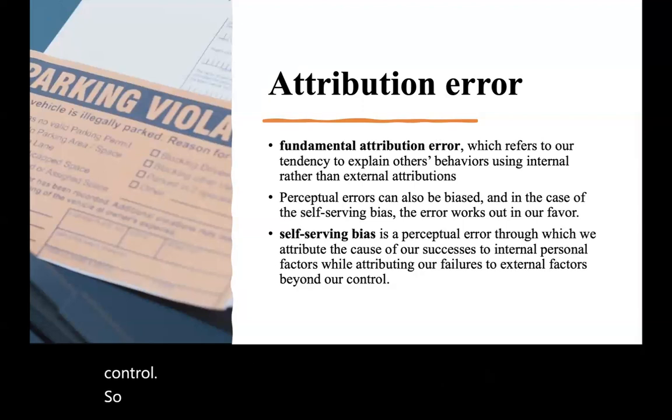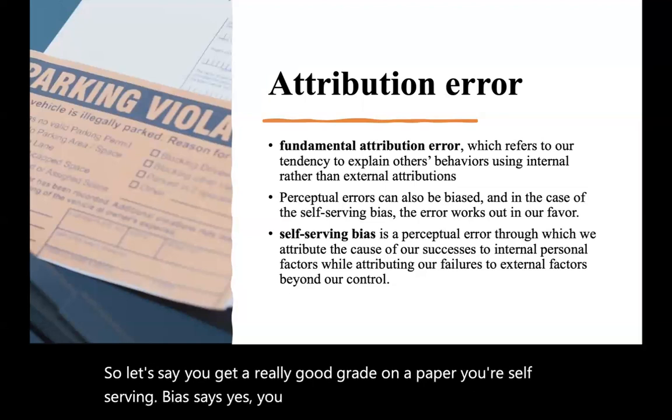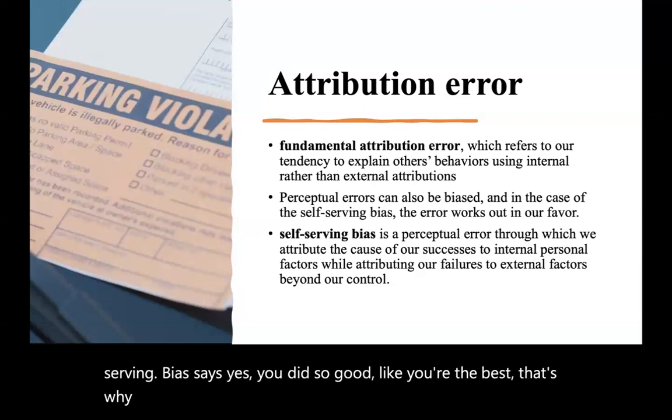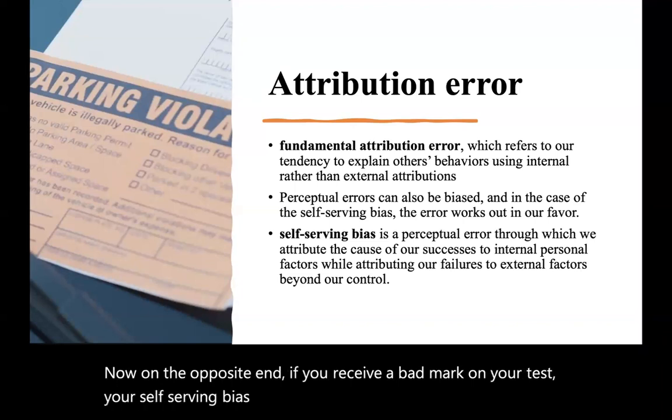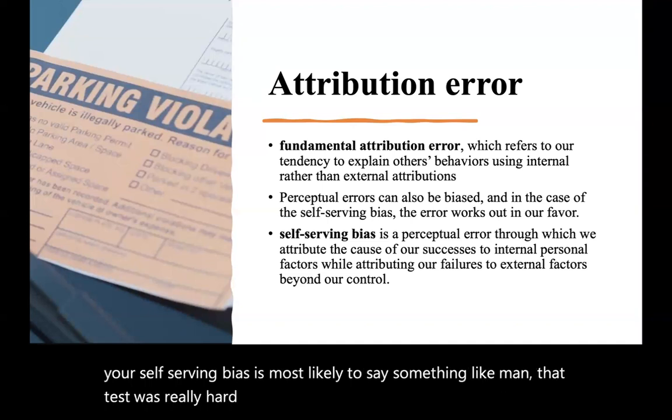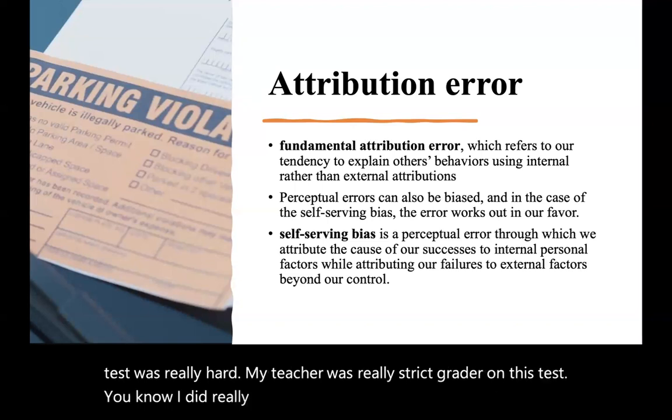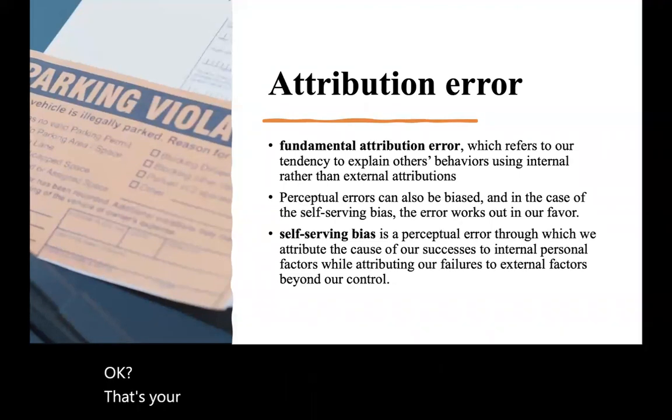So let's say you get a really good grade on a paper. Your self-serving bias says, yes, you did so good. Like, you're the best. That's why you deserve this A. Now, on the opposite end, if you receive a bad mark on your test, your self-serving bias is most likely to say something like, man, that test was really hard. My teacher was a really strict grader on this test. I did really poorly on this because I didn't eat breakfast. Okay? That's your self-serving bias. That's an attribution error.